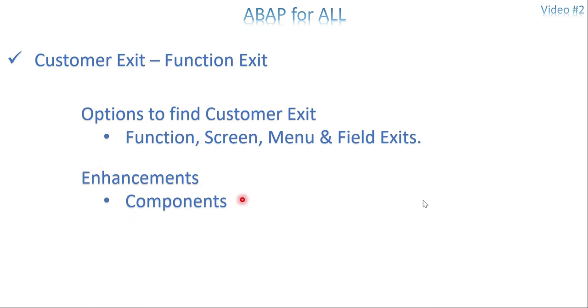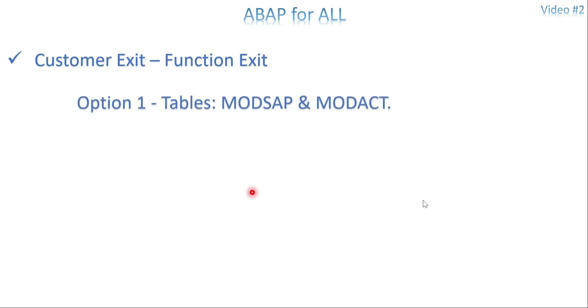So you need to find an enhancement first, then you need to find out very clearly whether the enhancement has a function exit or not. Okay, so the next one is option one, tables. We have tables to find the enhancement.